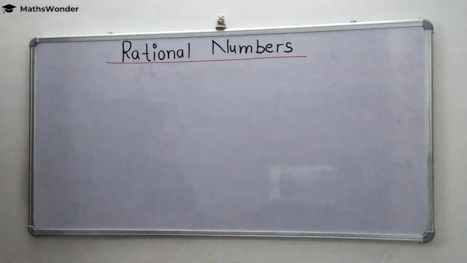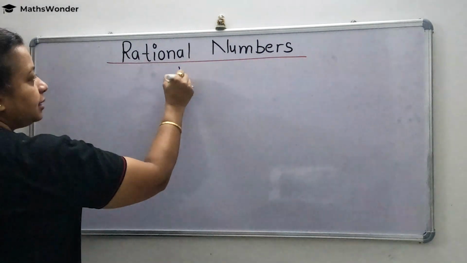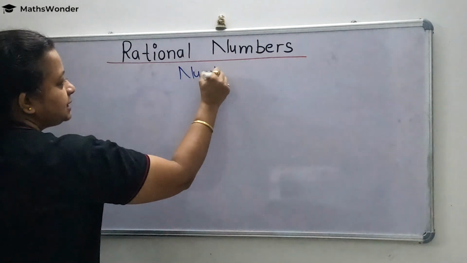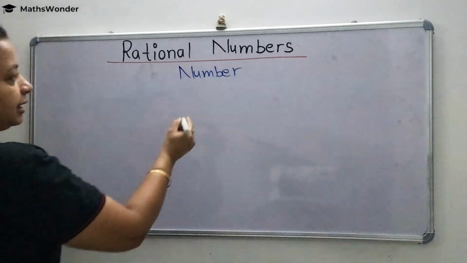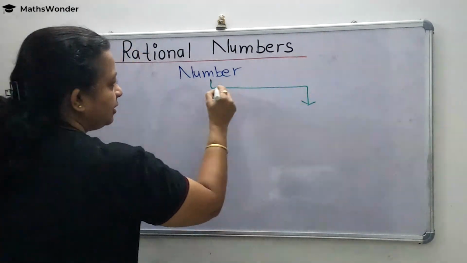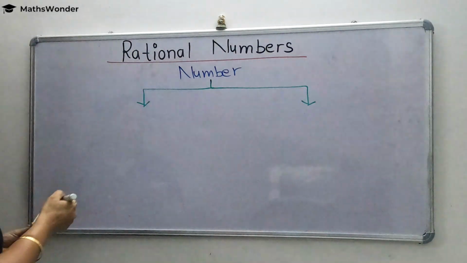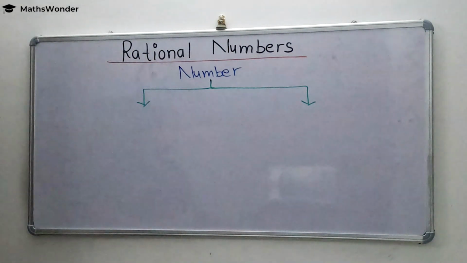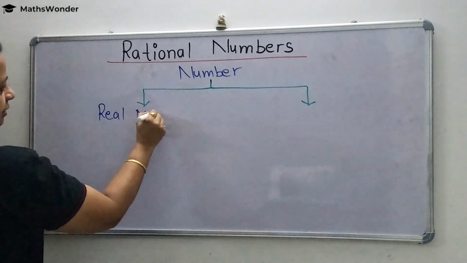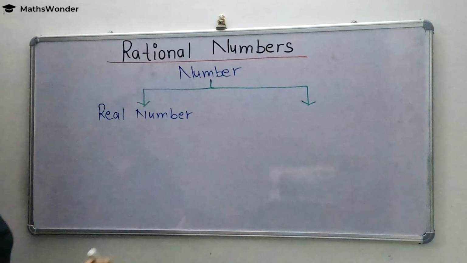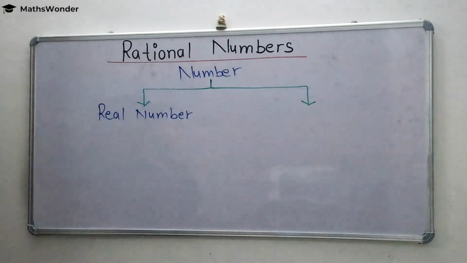So today's topic is rational numbers. Basically, number is divided into two parts. Which two parts? Any idea? You will learn in the advanced maths. The first part is real number and the second part is imaginary number.